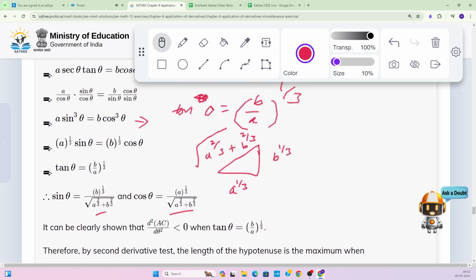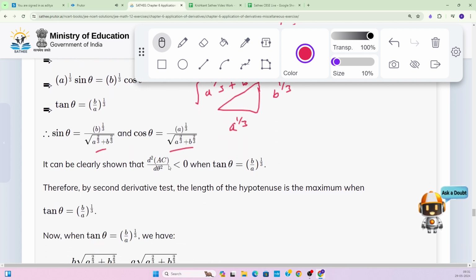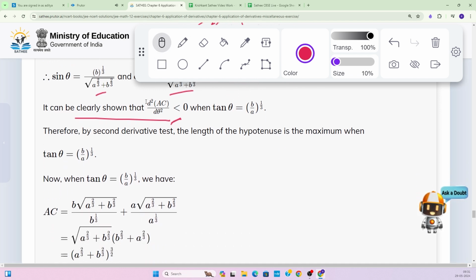If you now find the second derivative, the second derivative will always be negative. Just try to find it, I'm leaving this for you. You must get the negative. This means when tan theta is the cube root of B by A, at the critical point, we are using the second derivative test. We know if the second order derivative at a critical point is negative, this means we will have a maxima. So the maximum occurs when tan theta is equal to the cube root of B by A.